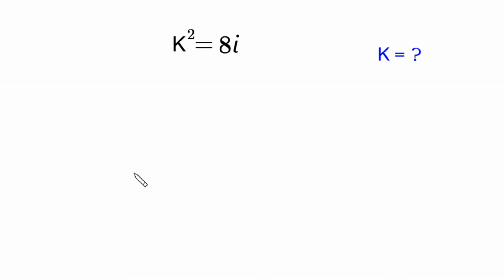Hello, welcome to how to solve this very nice algebra equation. k squared is equal to 8i. We need to find all possible values of k. So let's start. First of all, we suppose that k is equal to a plus bi.